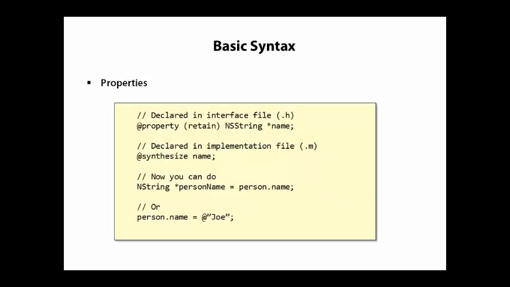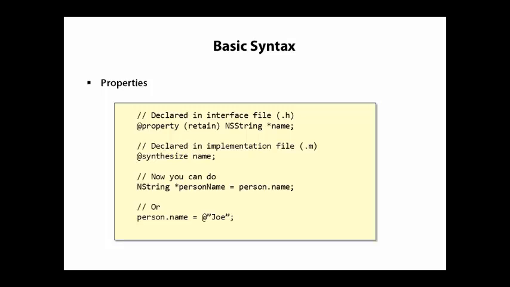Okay, so let's look at properties. Properties, just like they are in C#, you have them here in Objective-C. They're a little bit different, but essentially it's the same type of thing: they're preventing you from having to make a getter and setter. So we can declare a property in the interface file. We can use some syntax here. You see after the property, I have retain here. There's a couple of different things you can put here.